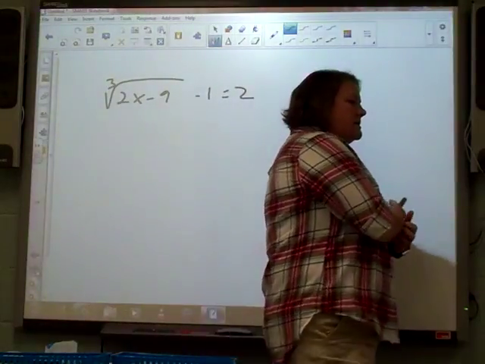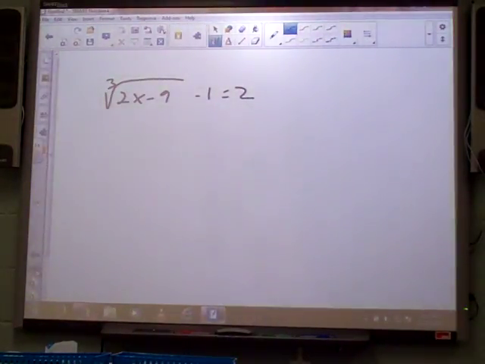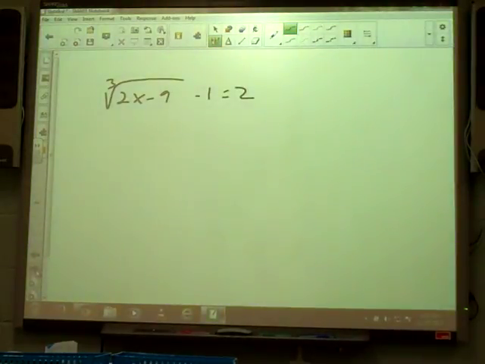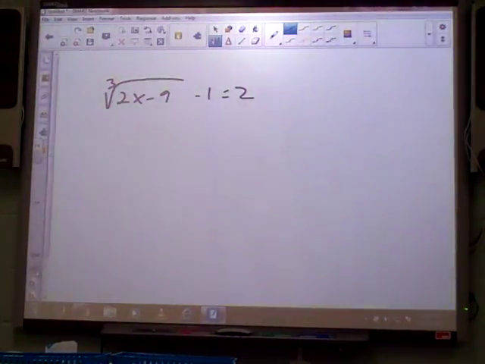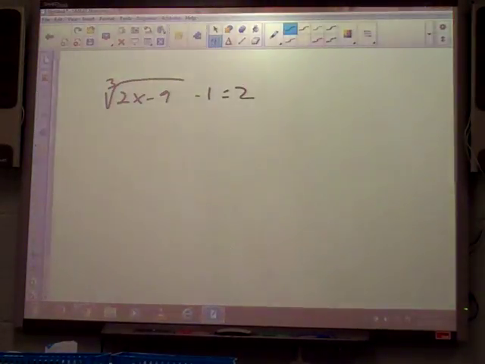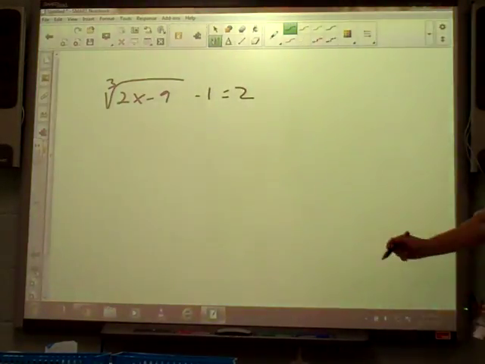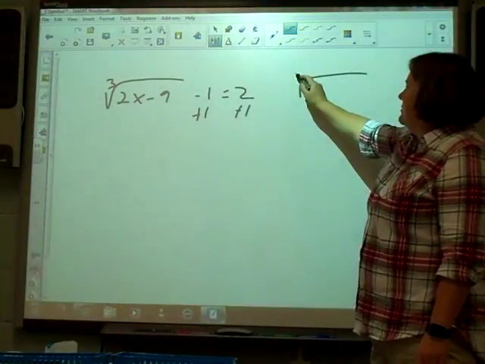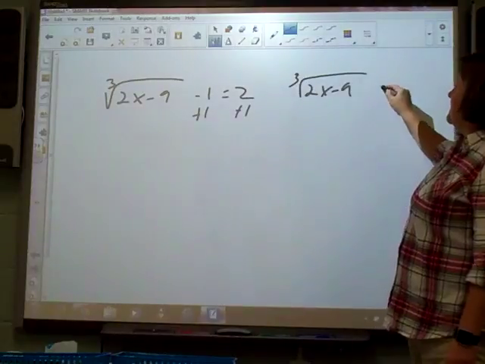Alright, this one says the cube root of 2x minus 9, and then that minus 1 is not underneath the radical, it's out on the side. Minus 1 is equal to 2. The directions are the same all day long today, just solve. First step in solving is going to be getting rid of extra junk. Plus 1. Very good. That minus 1 is our extra junk on this one. Everybody see that? So to undo a minus 1, we add 1. Whatever you do to one side of the equal sign, you have to do to both. So it gives me the cube root of 2x minus 9 is equal to 3.